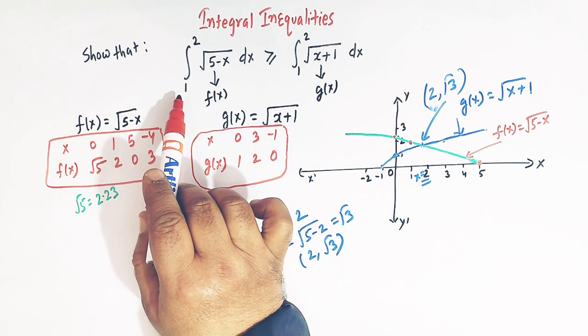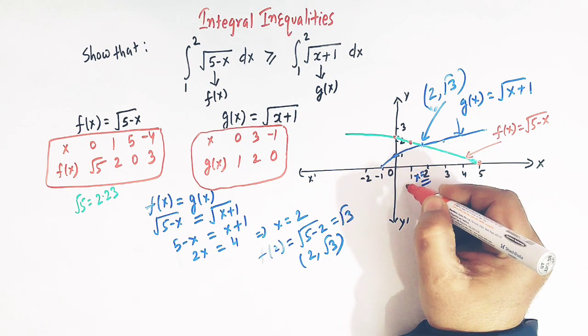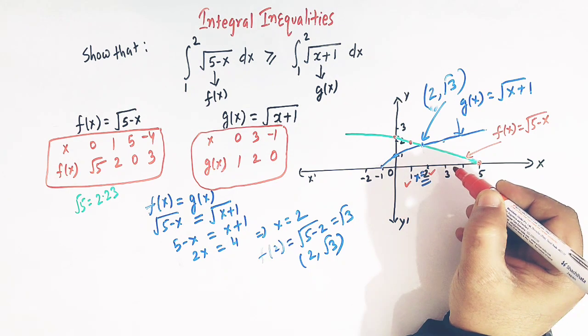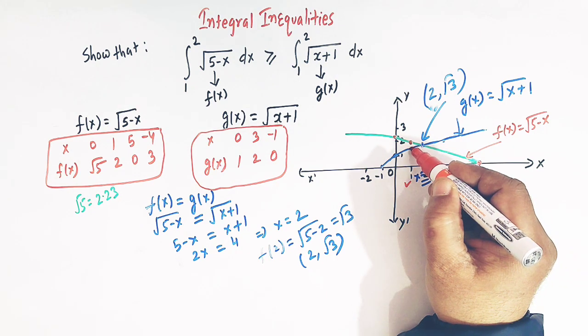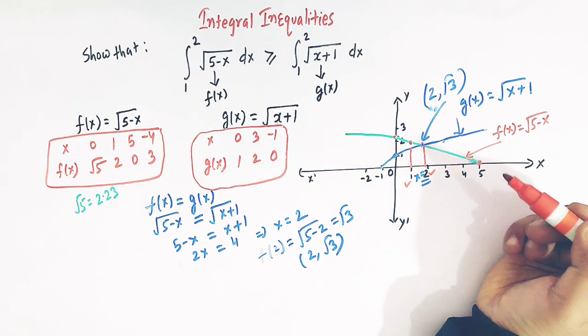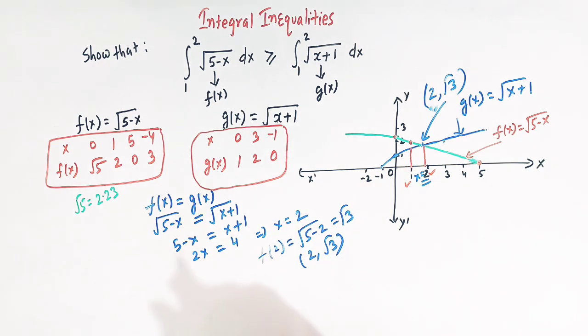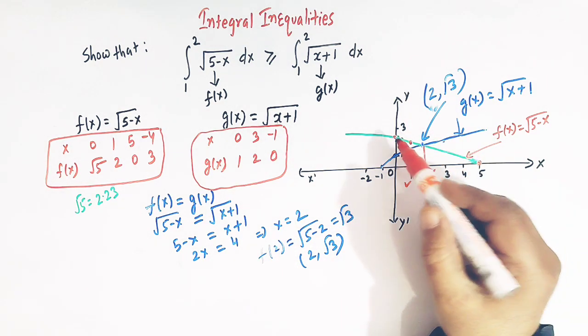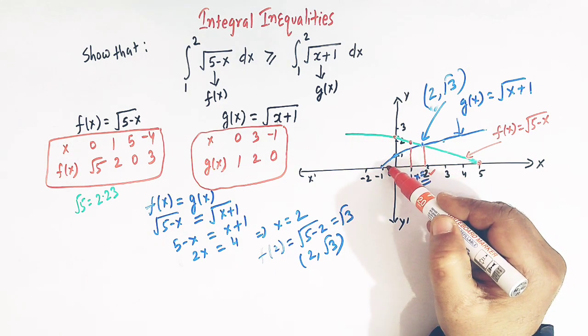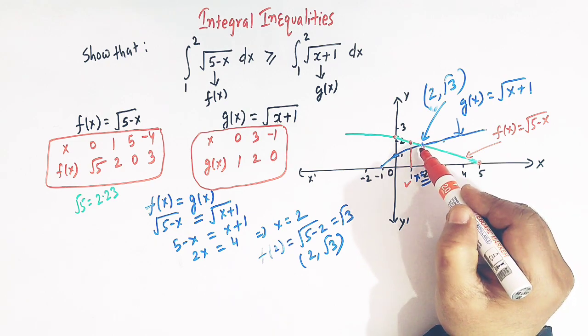Now see here, the limits of integration are from 1 to 2, right? So here we have 1 and here we have 2. So we have to integrate from 1 to 2, right? So this is the first observation, and the second observation is that the green curve lies above the blue curve, right?